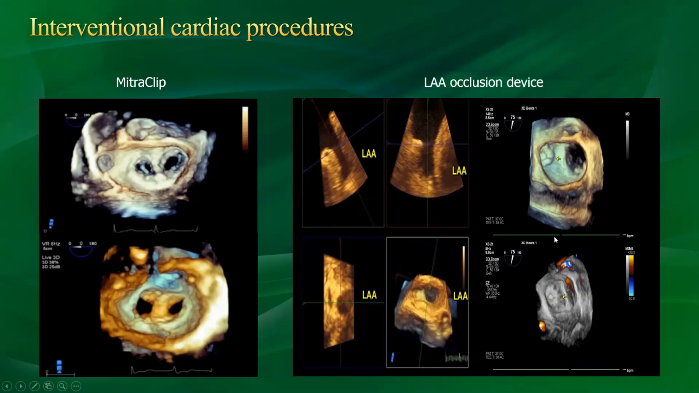So it's very valuable because with 2D, when you scan, sometimes you miss a leak here and there. But with 3D, you have a comprehensive panoramic view of the Watchman device, for example, looking for a paravalvular leak.